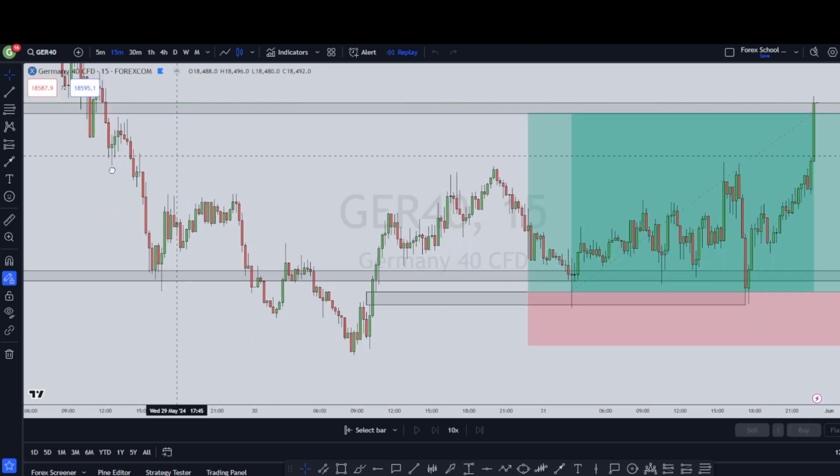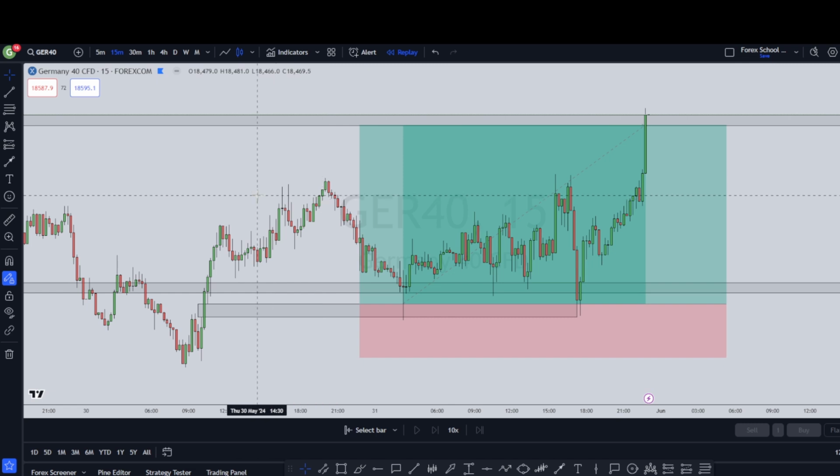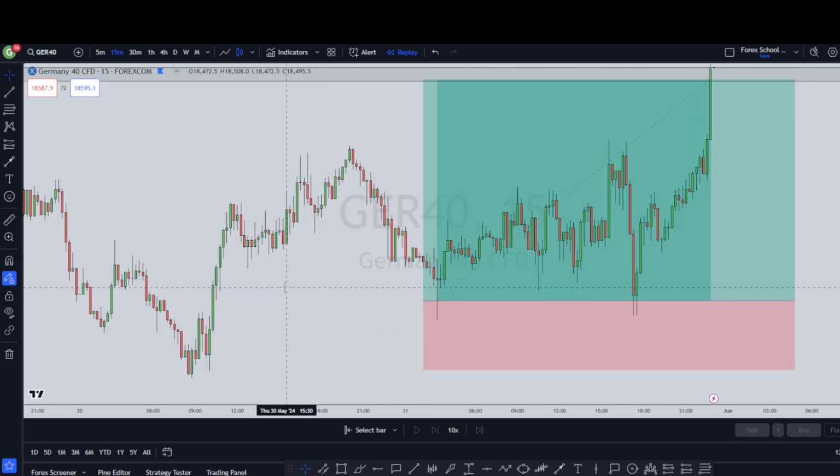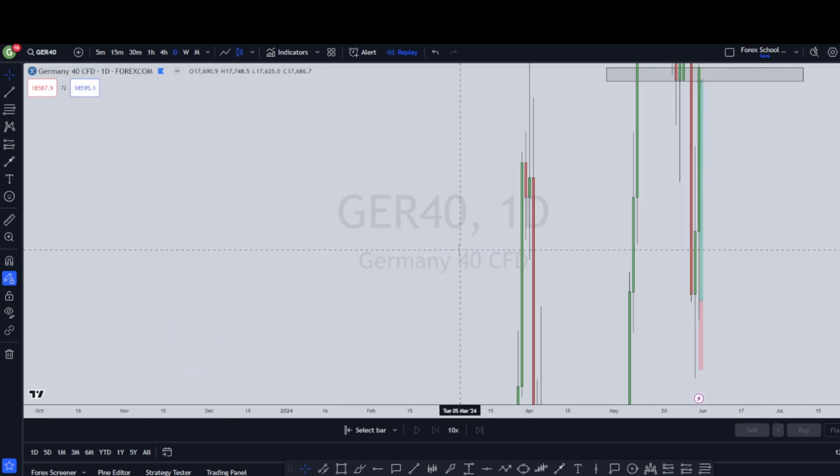So that's how the trade panned out for those that like to trade fair value gaps, or those that like to refer to themselves as smart money traders. That is how it would have played out if you had traded it on the 15 minutes time frame. Now, if you had taken it on the 30 minutes time frame, it would have even been clearer for those that regard themselves as SMC traders.